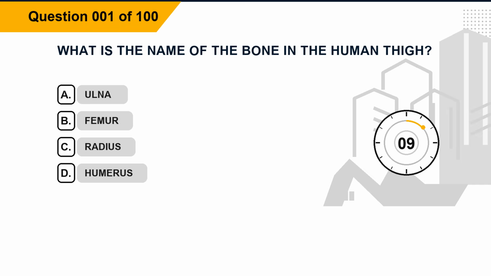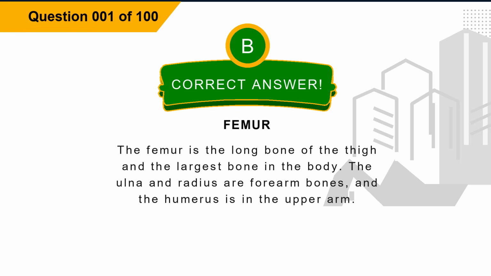Question 1. What is the name of the bone in the human thigh? Option A, ulna. Option B, femur. Option C, radius. Option D, humerus. The correct answer is option B, femur. Explanation. The femur is the long bone of the thigh and the largest bone in the body. The ulna and radius are forearm bones, and the humerus is in the upper arm.